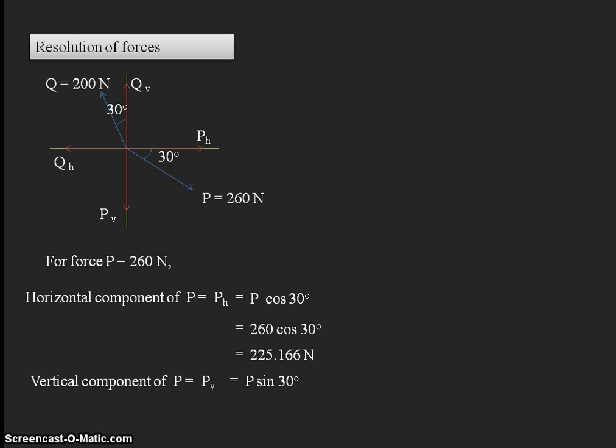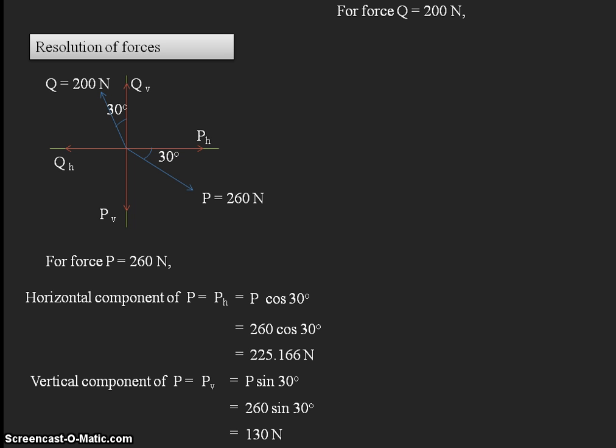So again substitute the P value. P is equal to 260 into sine 30 degrees. So whatever the value you are getting by using the calculator, find out the value, that is I got here 130 newtons. Okay, so that is the vertical component of P. So the horizontal component and vertical component for P force is over. Next we need to find out the same thing for the Q force, 200 newtons.